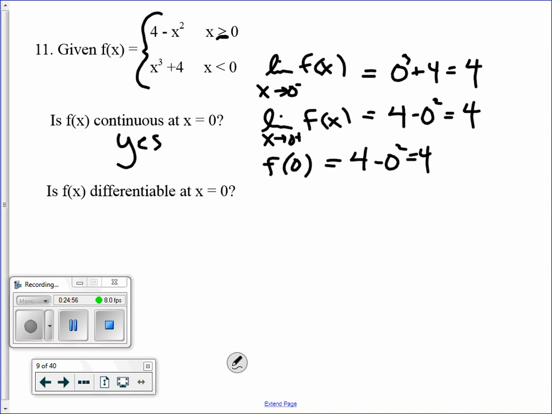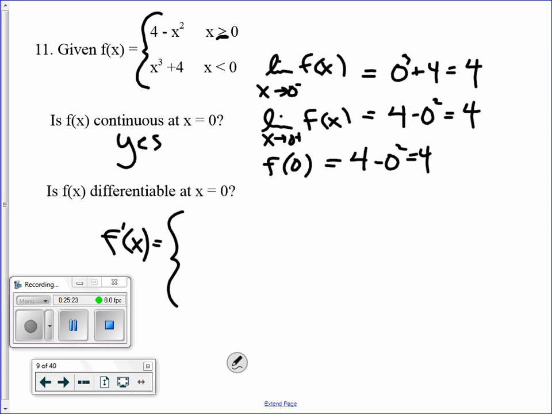Since it's continuous, there is a chance it'll be differentiable. If we got no for this first part, we wouldn't bother. But now we want to see, okay, now we know the pieces are coming together. There's no jumps in this graph. We want to make sure when they come together that there's no corner. So to see if the derivative exists, the first thing you're going to have to do is write a piecewise function for the derivative.